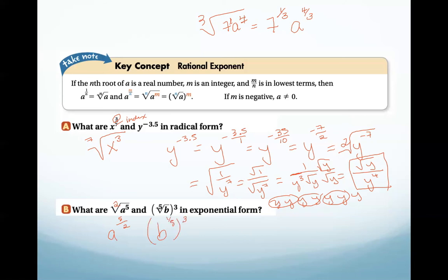Well, we know that if I have a power to a power, I multiply. If you're not as familiar, we're going to review that in just a second. But that's b to the 1/5 times b to the 1/5 times b to the 1/5. And we know that when I multiply, I add my exponents. So that's b to the 3/5. Notice that's the same as if I had the 5th root of b cubed, which would also be b to the 3/5. So what this shows us is that it doesn't matter which order we do our index or our exponent, we'll end up with the same answer. So we have a to the 5/2 and b to the 3/5.